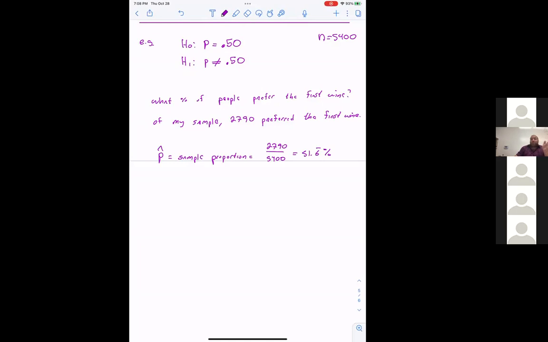Now, let me ask you a question. Even if the true value was 50%, would I really expect my sample to land exactly at 50%? No. So the question is not whether it's 50% or not in my sample, but is my sample value close enough to 50% for me to reject or not reject the null hypothesis? Now, it's only 1.6% off, but it's a pretty large sample, which means the larger the sample is, the closer I expect to be to the true value by the law of large numbers. And therefore, maybe 1.6% is too far away. So what are we going to do? Let's take out our calculator.